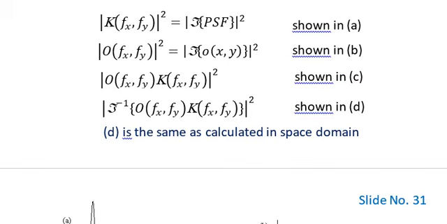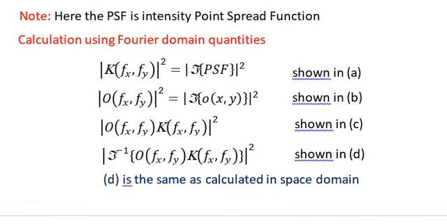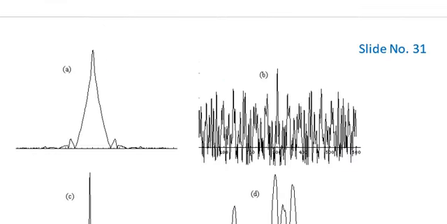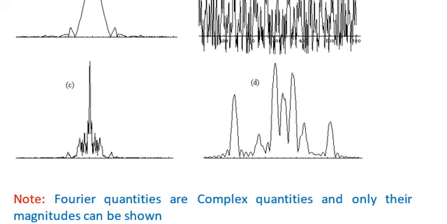Now in the fourth step, what we are going to do is evaluate the inverse Fourier transform of the product of capital O at fx, fy with capital K at fx, fy. So we are taking the inverse Fourier transform of the product of these two Fourier transforms, and then we are showing the absolute value of these quantities in part D. So what we have done is that we have obtained C, and we have given the method for how to obtain C. Then we have taken the inverse Fourier transform of C, and then we have shown the absolute value of that quantity, which is shown in D.